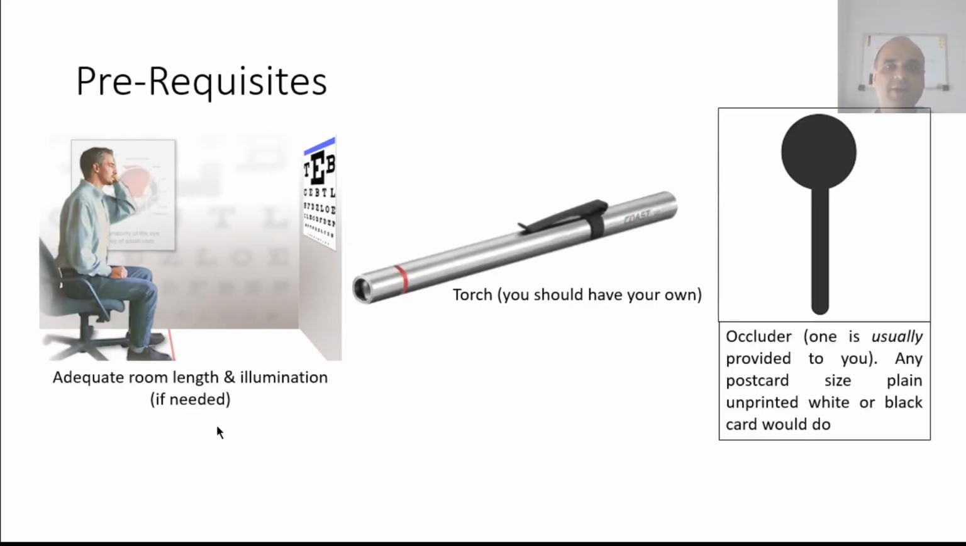So for these tests, you require a room large enough so that the patient or your subject is able to focus on a distance target. We usually consider 6 meters to be okay. Obviously, when you're doing this test, you'll be provided with the appropriate logistics. You need a torch, you should have your own, and you need an occluder. Generally, an occluder is available at the station, but you should have your own, and you don't need a fancy occluder. A plain card about the size of a postcard, which has nothing printed on it and is really plain, would just do fine. Ideally, something that's of a neutral color. You don't want something funky or some pattern printed on it, because the eye then tends to focus on it.